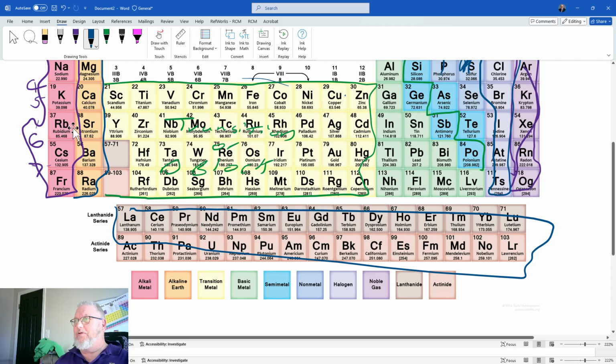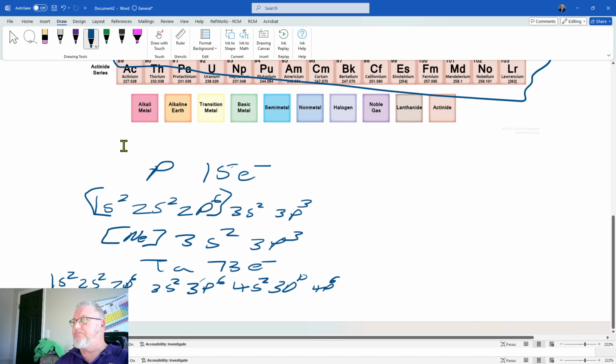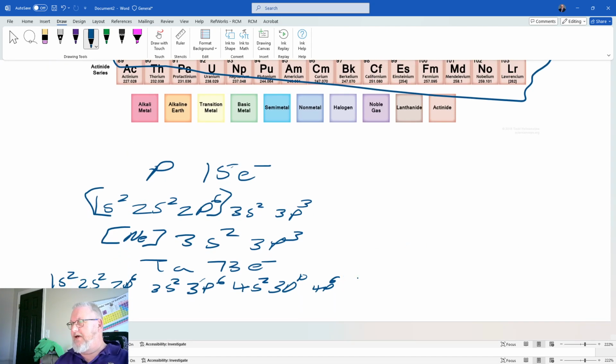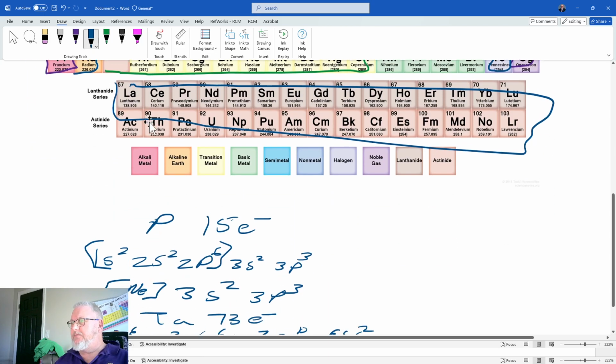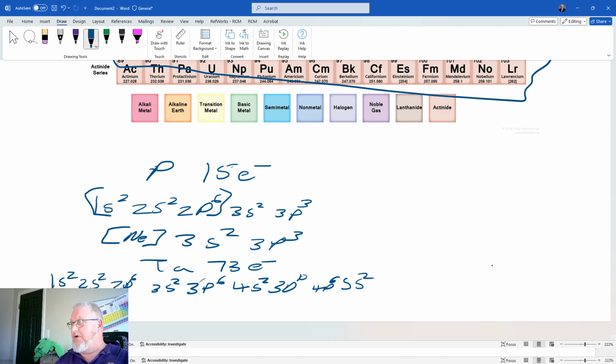Okay, now I'm going to go to 5s2. Wow, 5s2. And then after the 5s, I go right back into the 4d. That's 5 right there. I go right into the 4d10. And I'm still writing, man. 4d10, 5p6. Then I go to the 6s2.